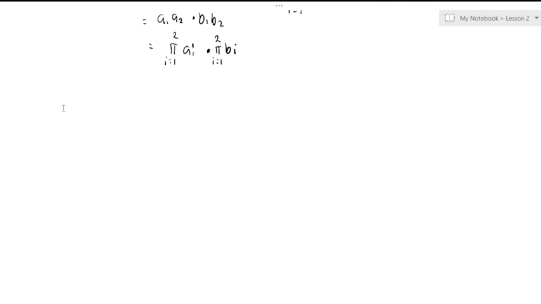Property number 3. So for number 3, we have the product K times A sub I, I equals 1 to N. So this is equal to K. So dito, inano rin natin yung constant. Nilabas din natin yung constant. Okay. I equals 1 to N. Okay.